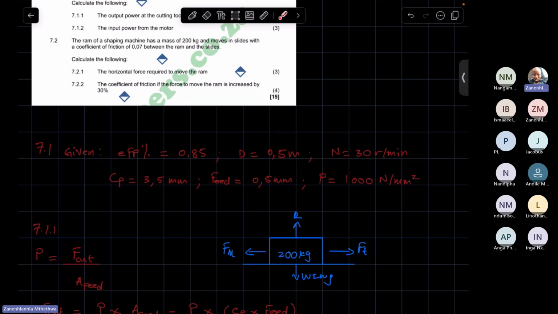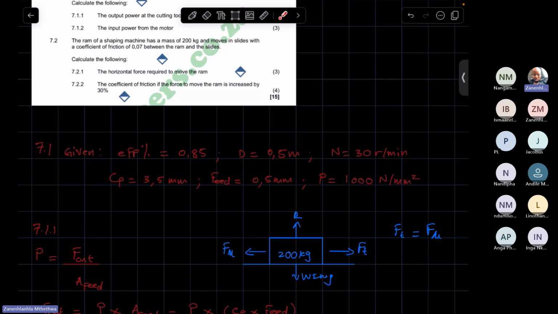Yes, sir. So if this is moving at constant velocity, it means we have dynamic equilibrium. Dynamic equilibrium means that the sum of forces going in this direction is equal to the sum of forces going in that direction. So from the free body diagram, we get that Ft is equal to F mu, based on what? Dynamic equilibrium.